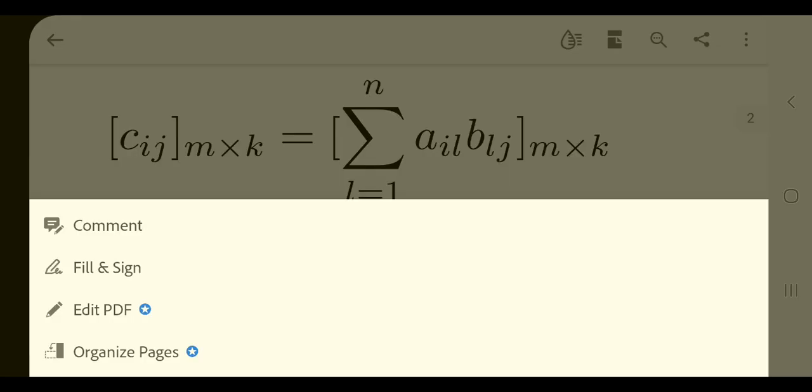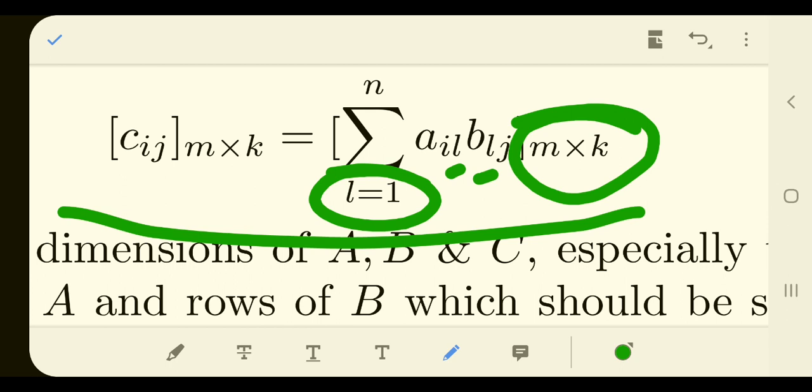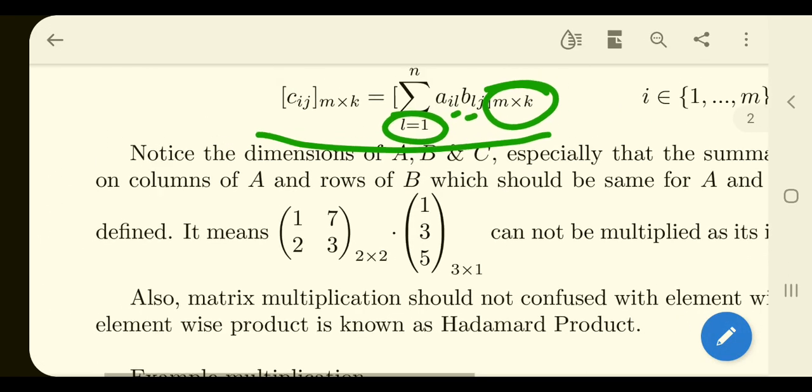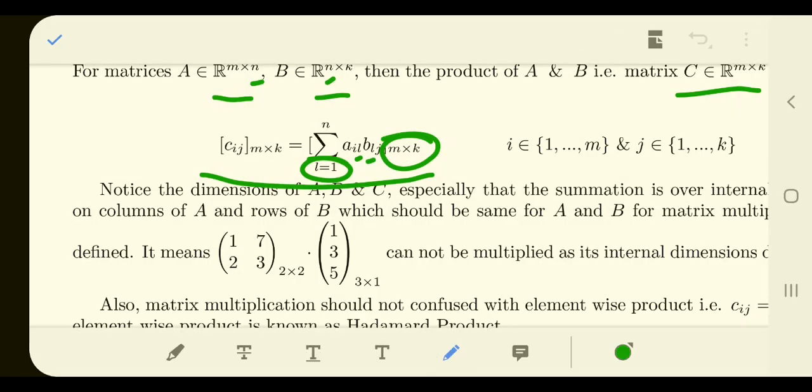Basically, we are summing over L. L is representing each column of A and each row of B. So you are summing over this L, and finally you get a matrix of size m cross k, that is the rows of A and columns of B. Therefore, sometimes some matrices cannot be multiplied because of the nature of the definition of matrix multiplication. For example, here you can see it has two columns but three rows in here, and the two columns of the first matrix do not match, and that's why they cannot be multiplied.